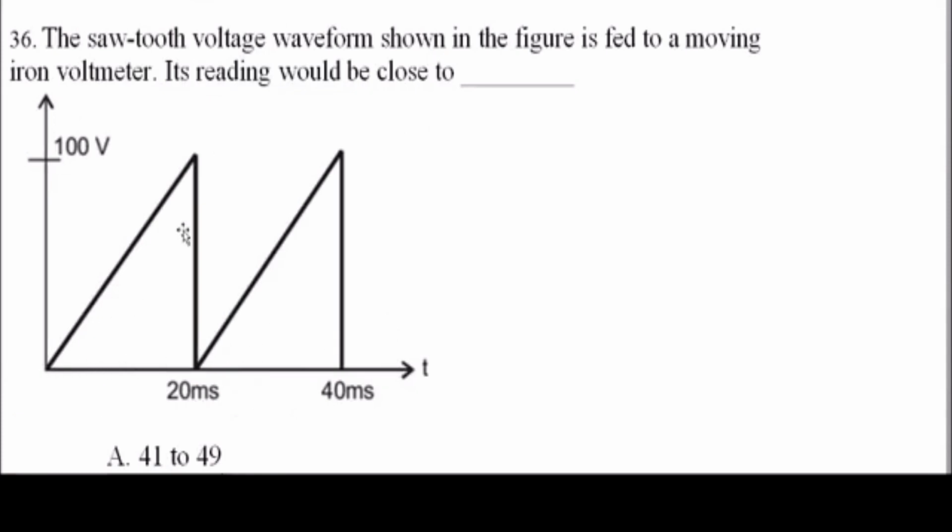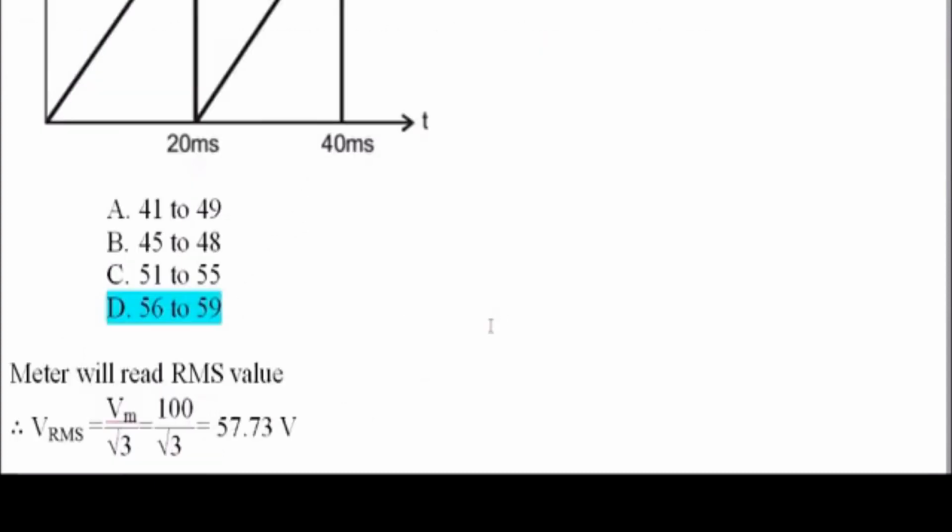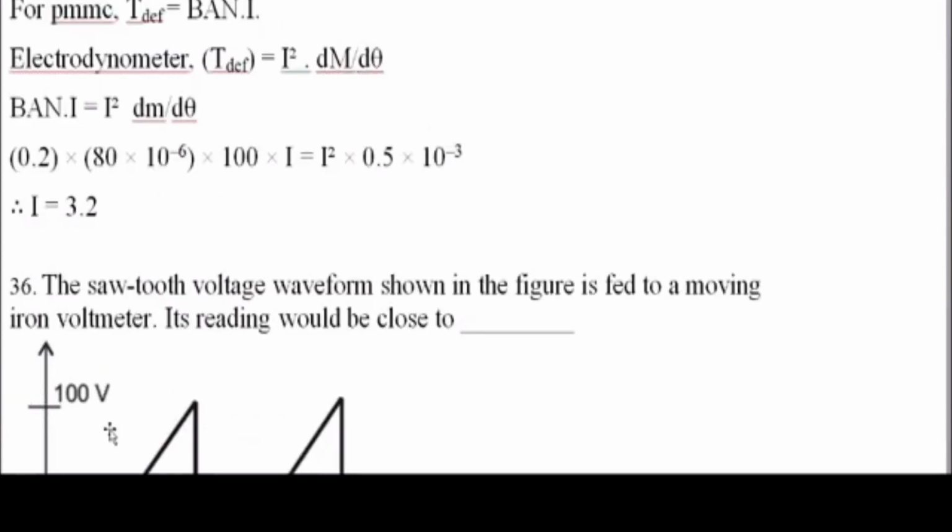So if you watch this, the peak value has been given as 100 volt, time and voltage are given, and it is a moving iron meter. Already we know the meter will read the RMS value. Always the MI meter will read the RMS value. So VRMS is equal to VM by root 3, where VM is the peak voltage. So maximum voltage, how we have found this is 100. I can go back to the diagram. It has been specified as 100 here. This is the maximum value.